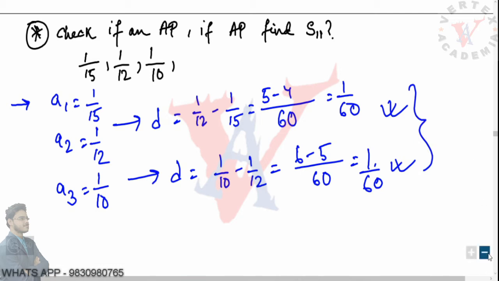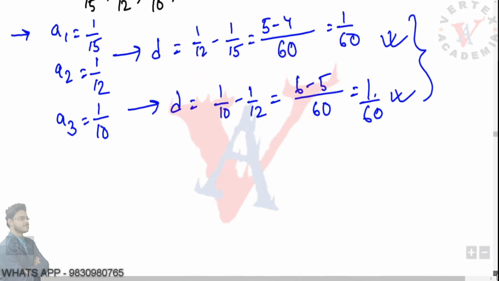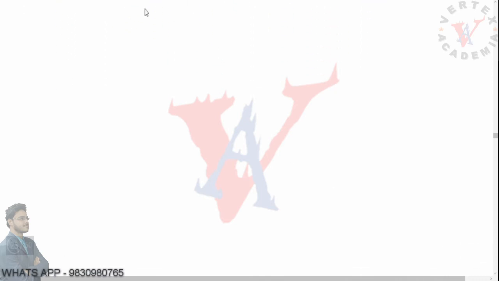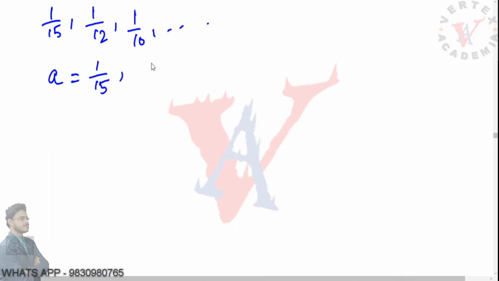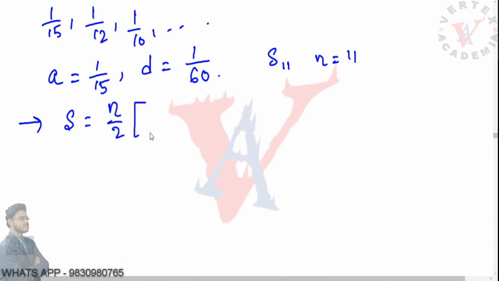Now to proceed, we have to find the sum of the first 11 terms. We know that in this AP it is 1 by 15, 1 by 12, 1 by 10, and it goes on. So a here is 1 by 15, the common difference we have just found is 1 by 60, and we have to find the sum of 11 terms, so n here becomes 11. Let us first write the formula: sum equals n by 2 into 2a plus n minus 1 times d, right?